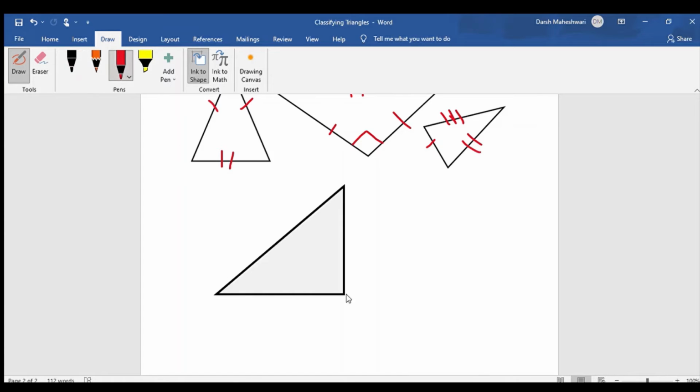So first off, let's go with the angles. Are there any right angles? Yes, we see one over here, meaning that it's a right triangle. But remember, we also want its sides. So how many sides are equal? In the problems they give it to you, but let's just identify because some might not.